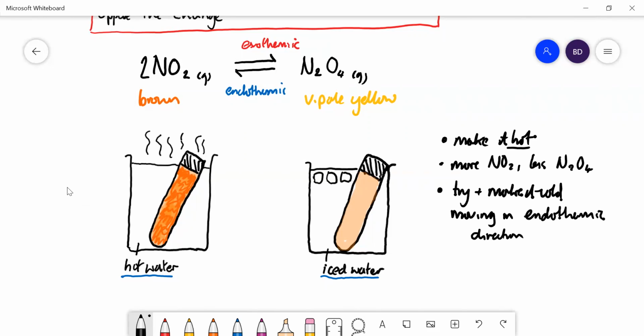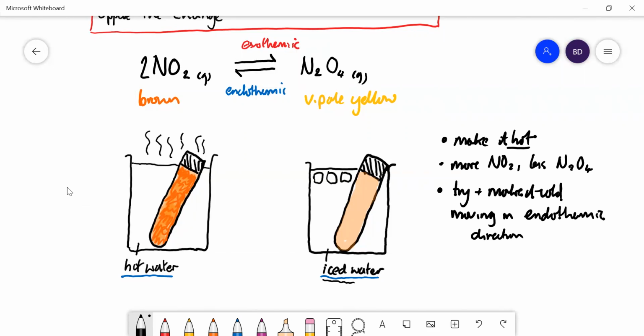Conversely, if you try and make it cold by putting in ice water, it will try and warm it up by moving in the exothermic direction, and it will go paler. Of course, it doesn't do anything to the temperature of the water, but it just tries to. And so Le Chatelier's principle is a very helpful way we can predict how changing temperature will affect the position of an equilibrium. Right, so we can see the effect of temperature.